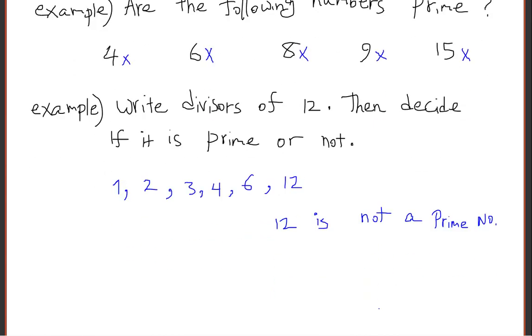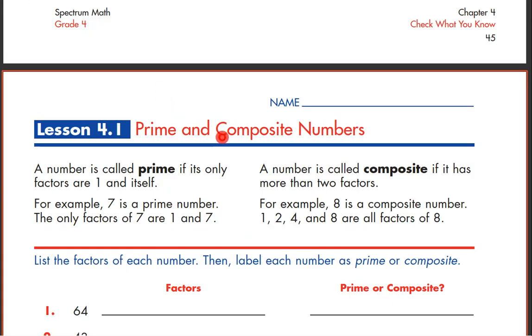Okay, very good. Let's go back to here. A number is called prime if its only factors are 1 and itself. Factor is another expression for divisor. Factor or divisor is the same. For example, 7 is a prime number. The only factors of 7 are 1 and 7.